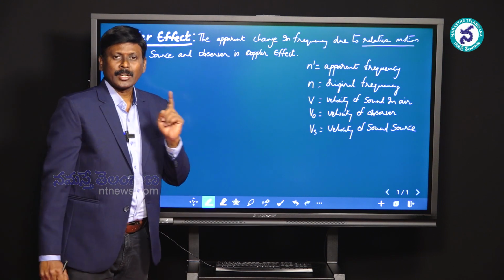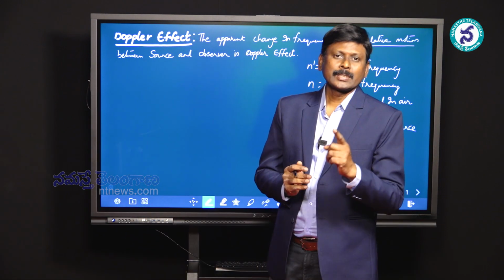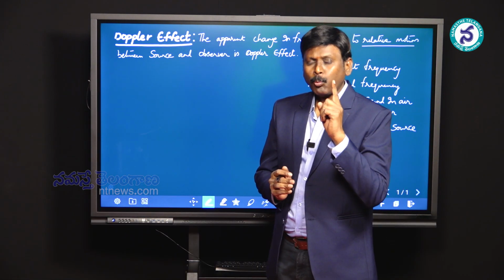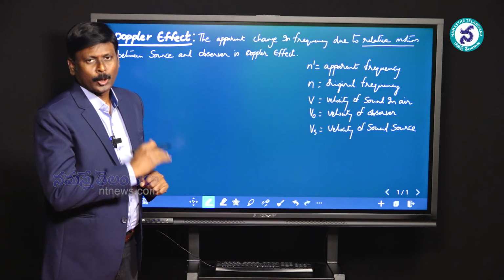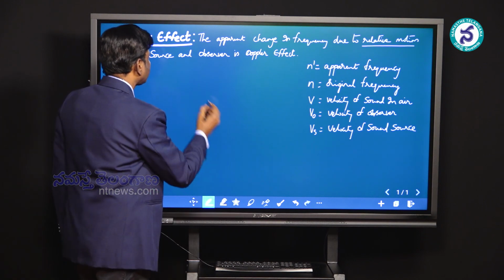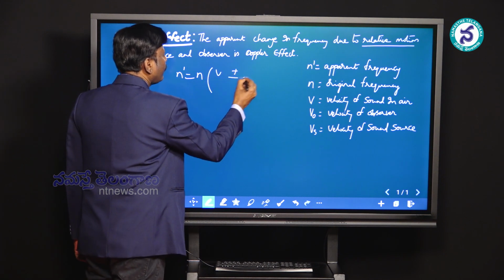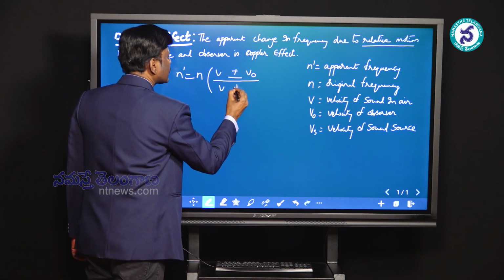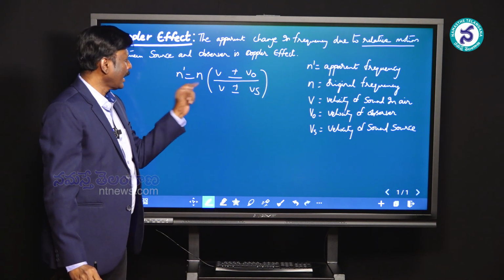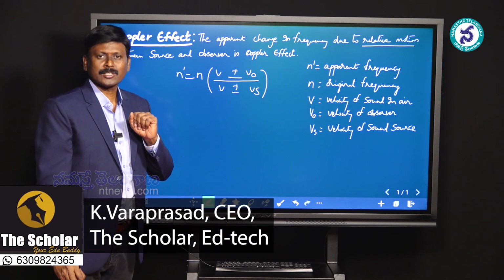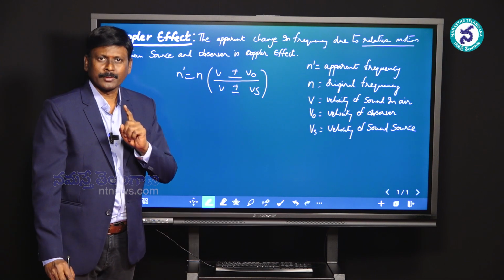In Doppler effect, there are 6 different conditions with a formula for each condition. But I am coming up with a wonderful shortcut that can be applied for any of the conditions in Doppler effect. Here it comes. The single shortcut formula that can be applied for every condition in Doppler effect is this one, where n dash is apparent frequency, n is original frequency, v is velocity of sound in air, VO is velocity of observer and Vs is velocity of the sound source.